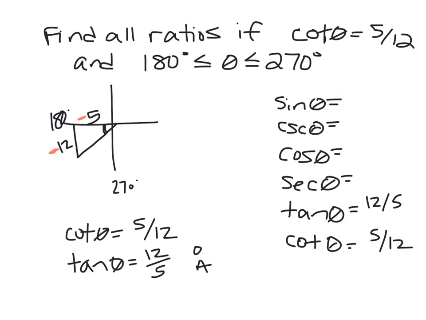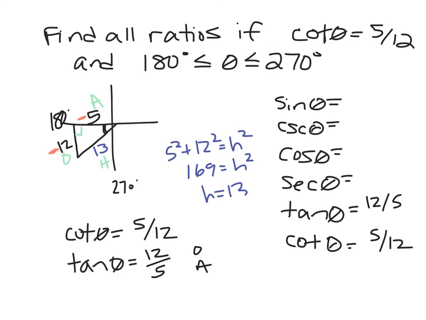Then I need to solve for my last side, so 5 squared plus 12 squared equals my hypotenuse squared, and that's going to give me 169 equals h squared. H equals 13. You might recognize that as a Pythagorean triple, which makes these a lot faster. Label your HOA, and now it's a simple thing of going back to SOHCAHTOA.